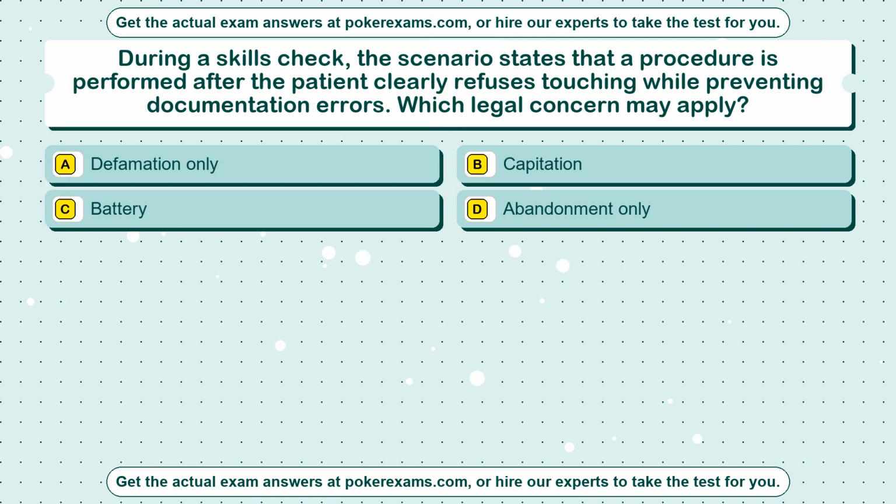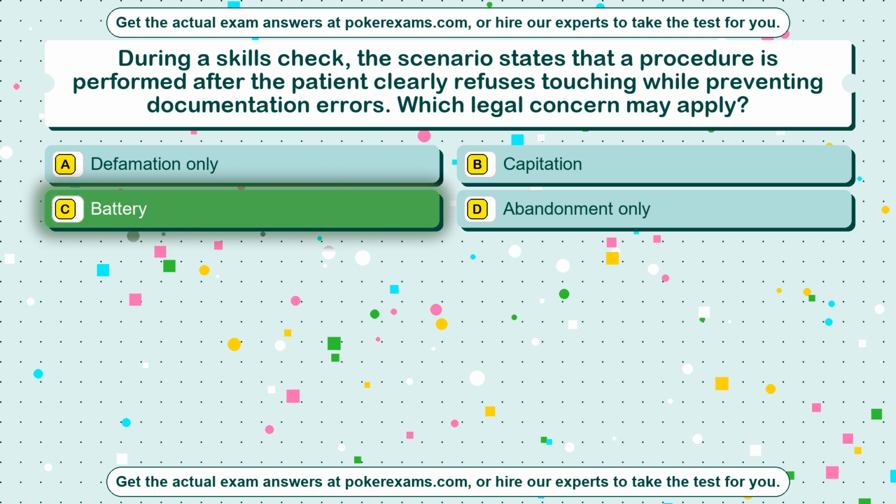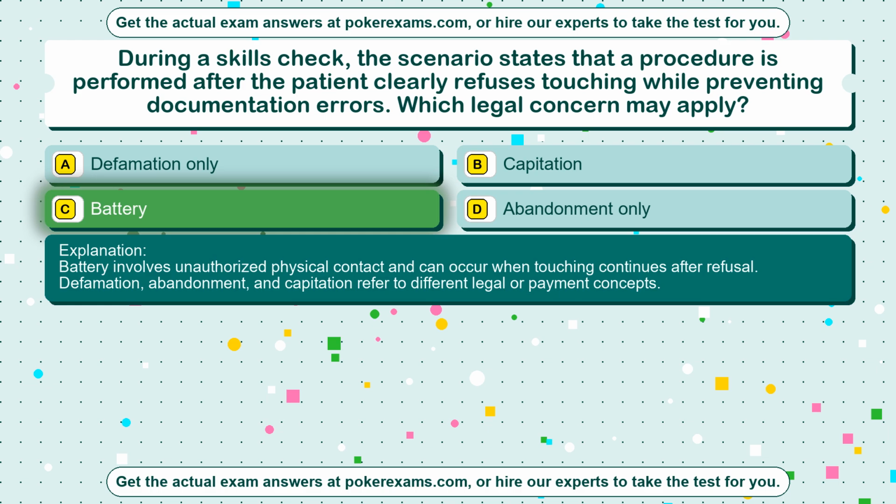Question 73. During a skills check, the scenario states that a procedure is performed after the patient clearly refuses touching while preventing documentation errors. Which legal concern may apply? Option A. Defamation only. Option B. Capitation. Option C. Battery. Option D. Abandonment only. The correct answer is option C. Battery. Battery involves unauthorized physical contact and can occur when touching continues after refusal. Defamation, abandonment, and capitation refer to different legal or payment concepts.